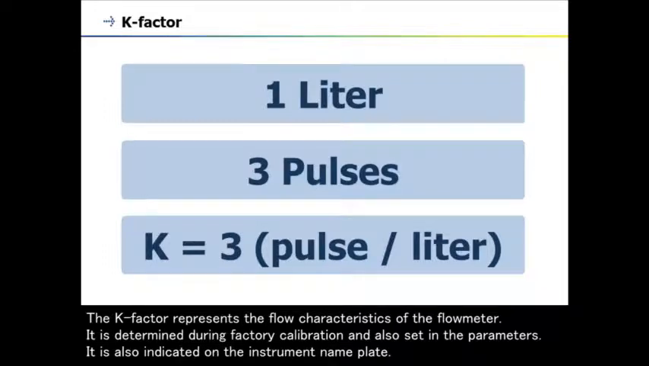The K factor represents the flow characteristics of the flow meter. It is determined during factory calibration and also set in the parameters. It is also indicated on the instrument nameplate.